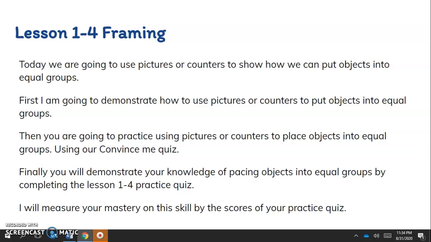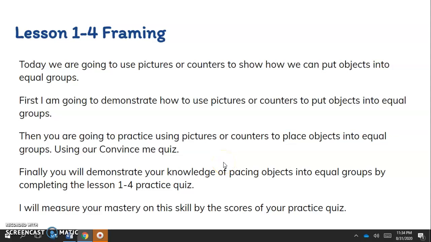Today, we're going to use pictures or counters to show how we can put objects into equal groups. First, I am going to demonstrate how to use pictures or counters to put objects into equal groups. Then you guys are going to practice by taking our Convince Me quiz. Then finally, at the end of our lesson, you guys are going to demonstrate your knowledge of placing objects into equal groups by completing the lesson 1-4 practice quiz.